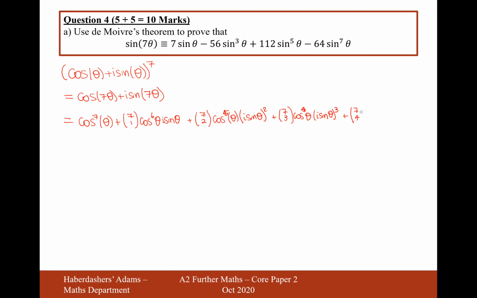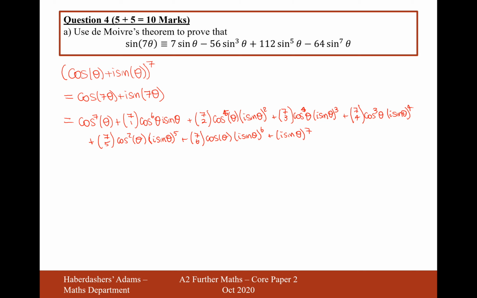Plus 7 choose 4 cos cubed theta (i sin theta) to the power of 4, plus 7 choose 5 cos squared theta (i sin theta) to the power of 5, and then plus 7 choose 6 cos theta (i sin theta) to the power of 6, and then the final one will be (i sin theta) to the power of 7. Okay, so quite a big binomial expansion there.